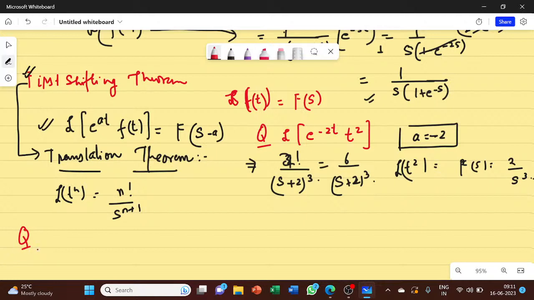So what would be the Laplace transform of e to the power t into sine 4t? I'm just giving you a minute. Try to do it in your register right now, and then we'll discuss.